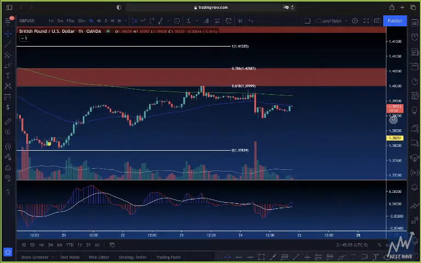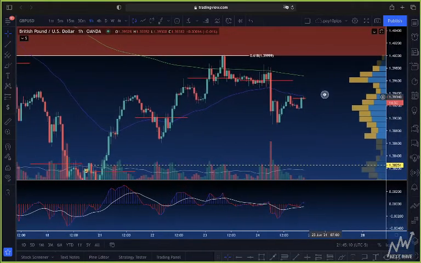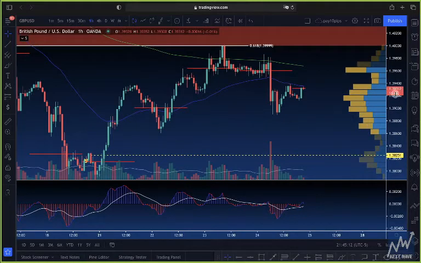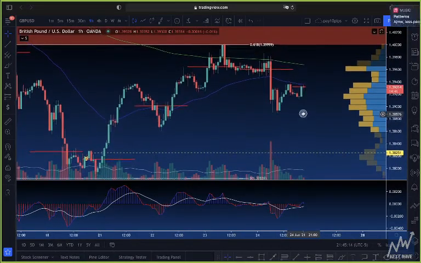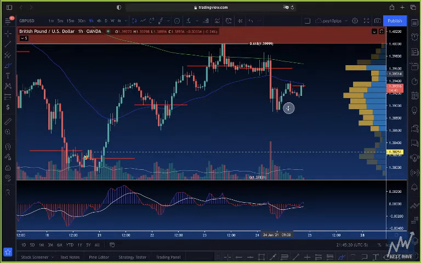So the possibilities on GU to the downside tomorrow are pretty good in my opinion. I think that we could start to see that happen. You can see some nice volume came in off this candle. There's some untested volume sitting right at 1.3960. So, big volume node right there.